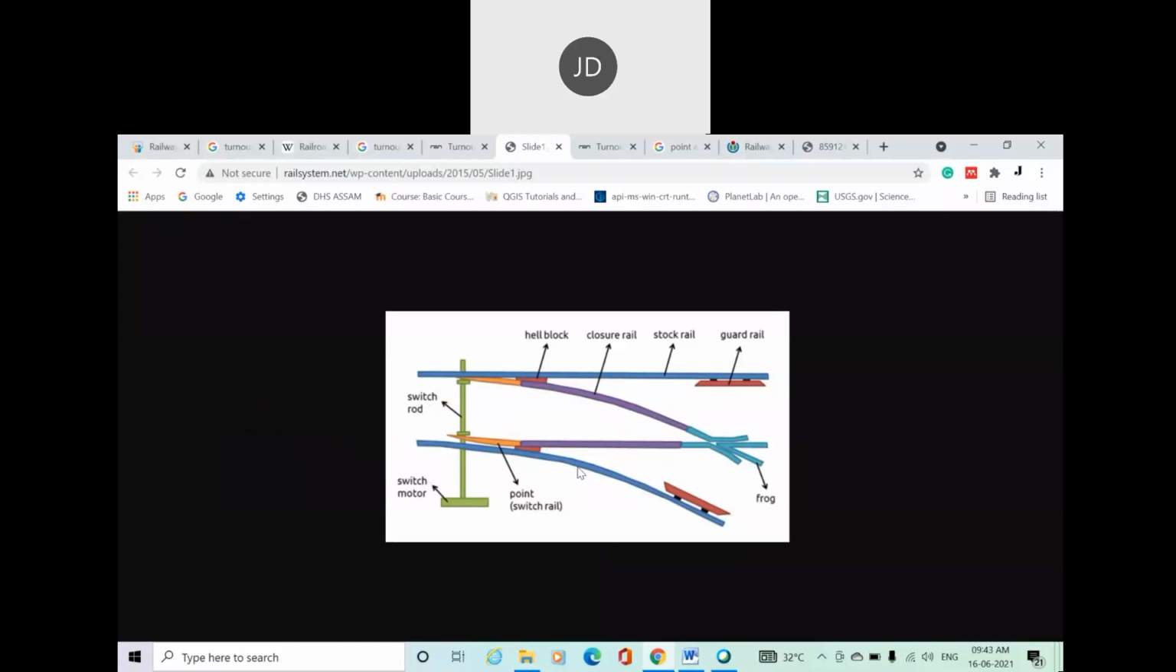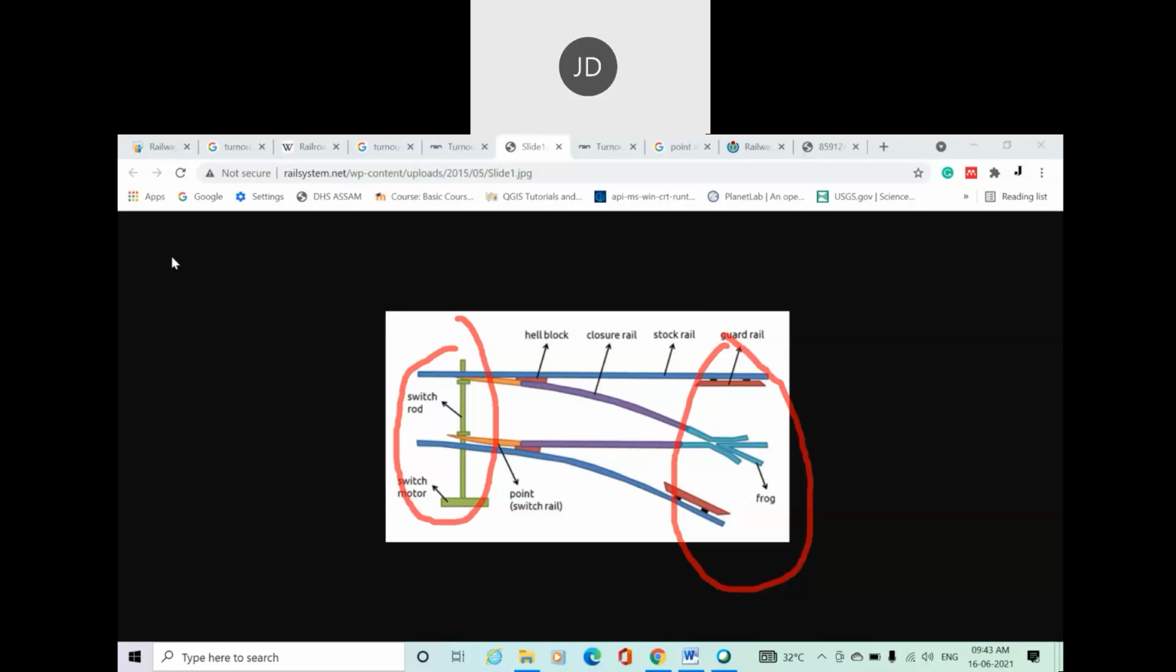Basically, a turnout is composed of two sections. One is your point, this section is known as point, and this section is known as crossing. By definition, I already told you, a point is a part of a railway track which allows the train to change its direction. And a crossing is a section in a railway track at which a particular train actually crosses its direction.